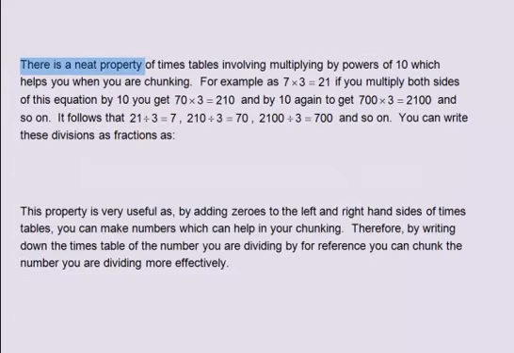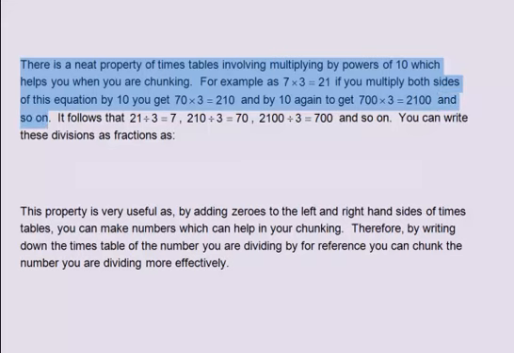There is a neat property of times tables involving multiplying by powers of 10, which helps you when you are chunking. For example, as 7 multiplied by 3 equals 21, if you multiply both sides of this equation by 10, you get 70 multiplied by 3 equals 210. And by 10 again to get 700 multiplied by 3 equals 2100, and so on.